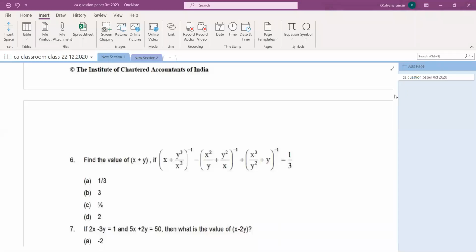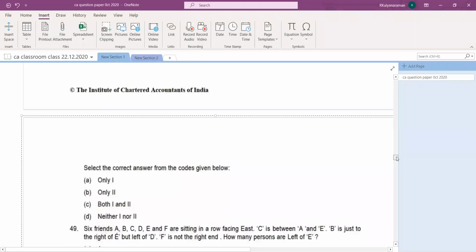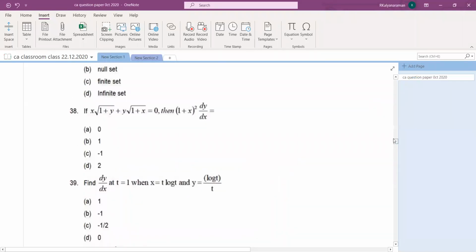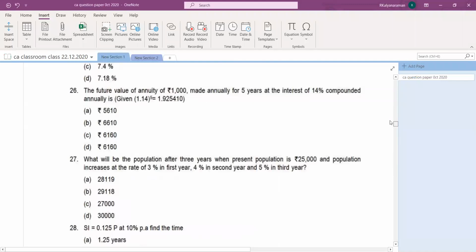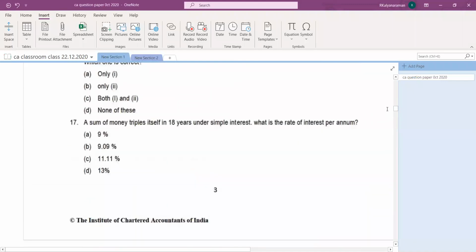Okay, we'll go through this mock test paper quickly, following all the chapters. We'll do the 17th question first.